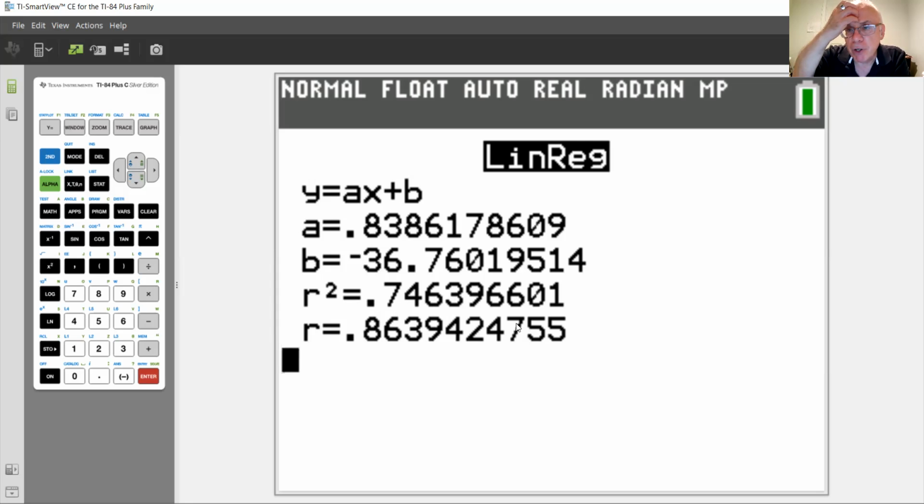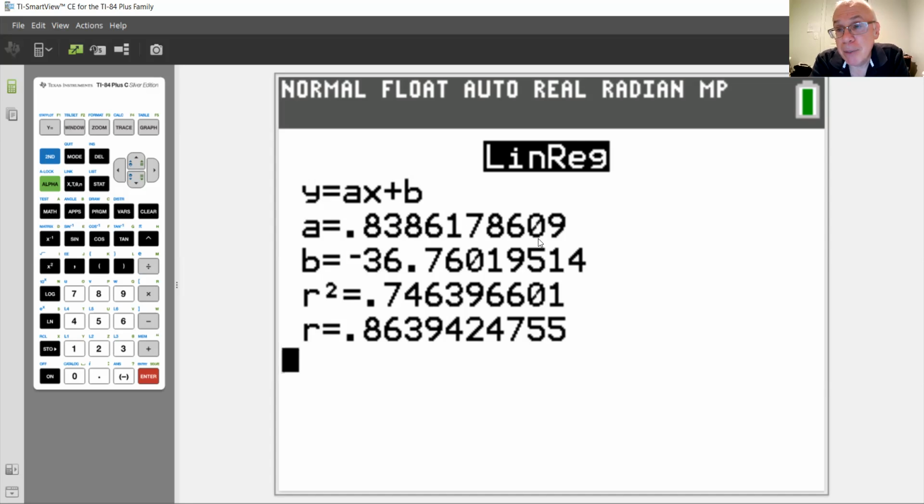So if you're asking for the correlation coefficient, use this last number here, 0.8639, which is the correlation coefficient, a strong positive trend, right? And that's a linear trend. Now the equation again is y equals mx plus b, and then this is your equation. So that's how you find the equation.